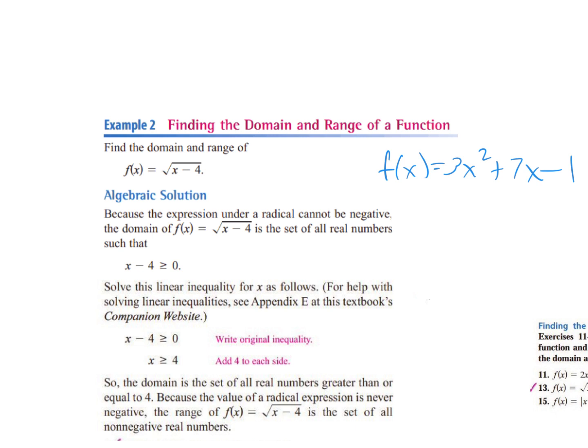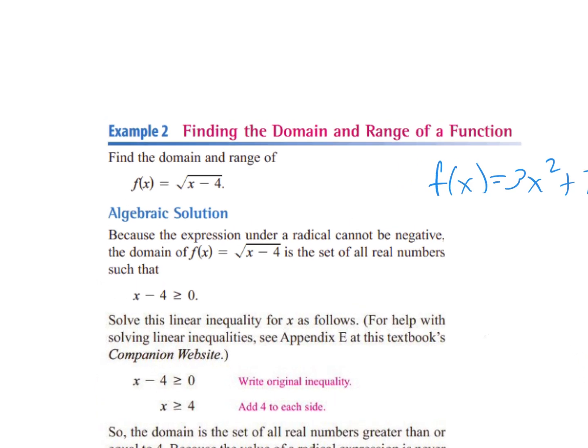Where you have domain restrictions is when square roots are involved, or if you have variables in a denominator. Because what happens when a denominator becomes 0? It's undefined, right? And then what happens if you're trying to find a real answer and you have a negative underneath the square root? What's the square root of -4? It's imaginary. It'd be 2i, right?